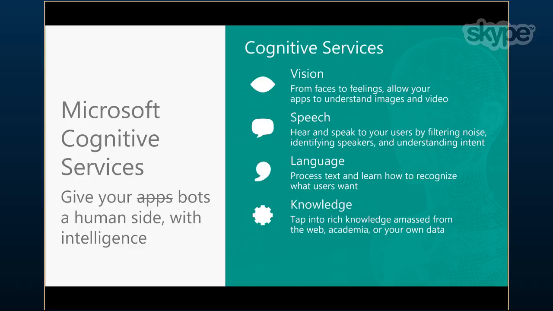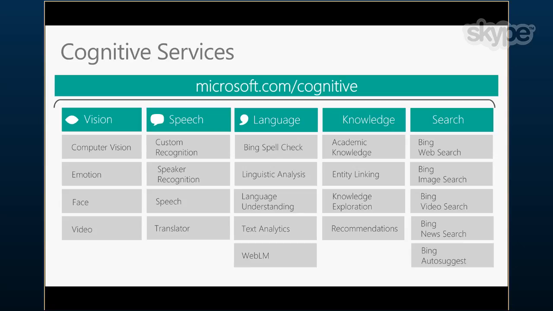Knowledge, whether this is searching your own data or searching academic papers or other knowledge sets, and also using many of the Bing search APIs to search for web articles, images, videos, or trending news. So there are more than 20 different API sets that exist here that allow you to build some very interesting bots and conversational models for your bot.